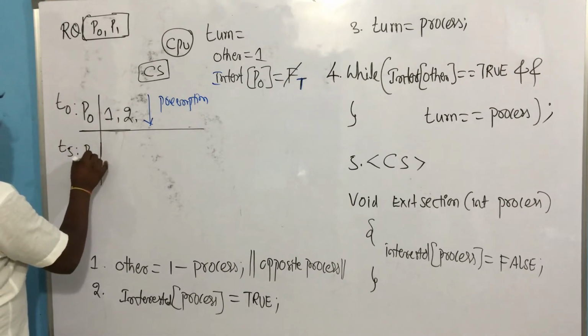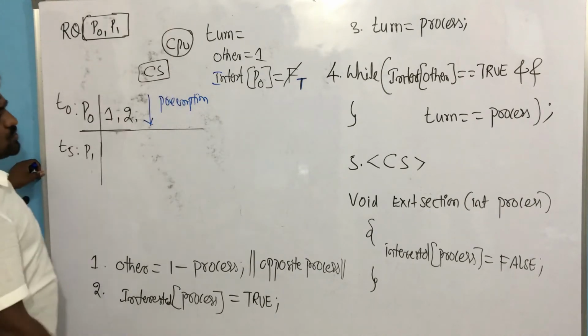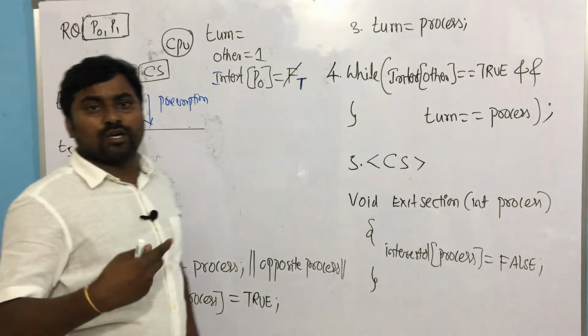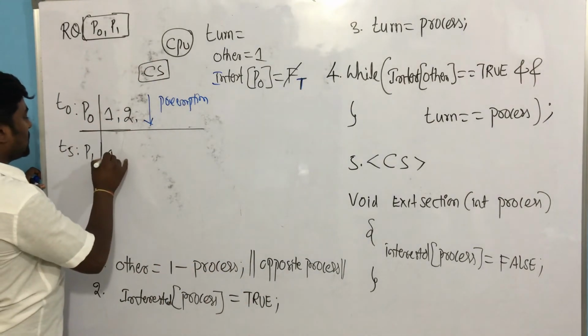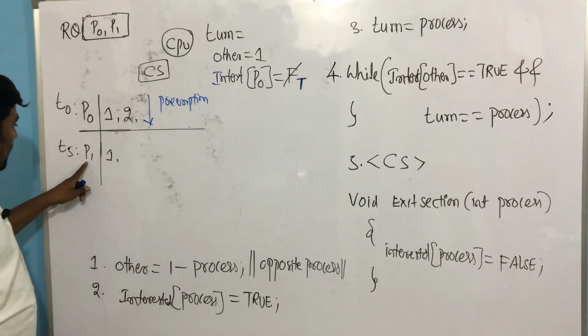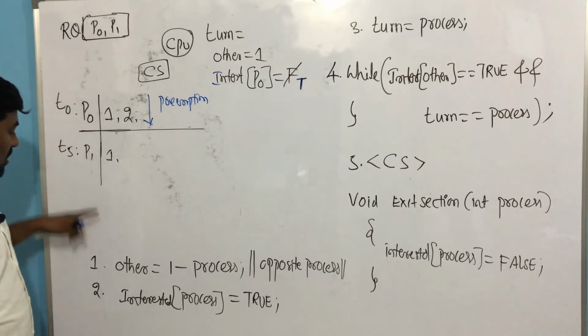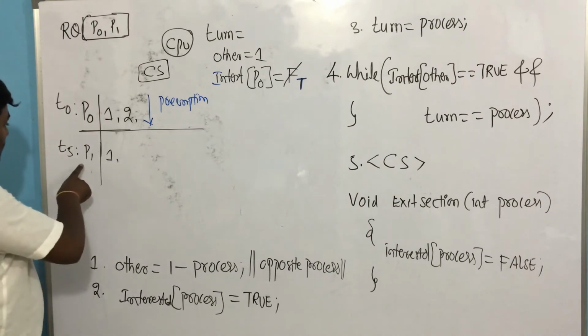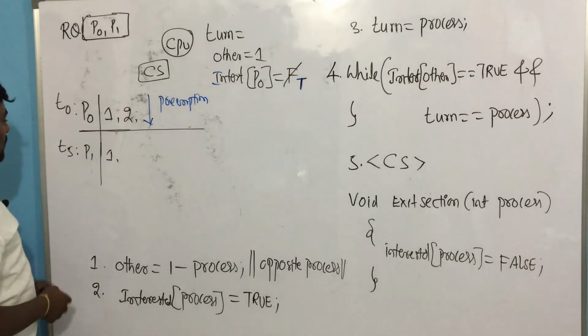So P1 came because P1 is left over in the ready queue. Now P1 also has to run. So maybe P1 is running some non-critical part, and is running instruction 1. What is instruction 1? Other equal to 1 minus process. Now P1 has started, correct or not? P1 has started. P1 is the process now. Other also is a shared variable here. Look this.